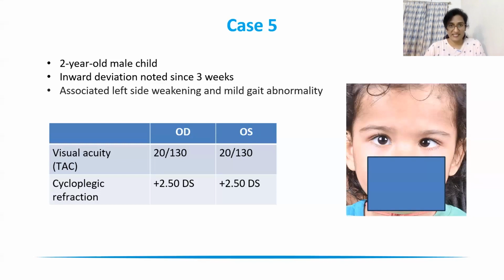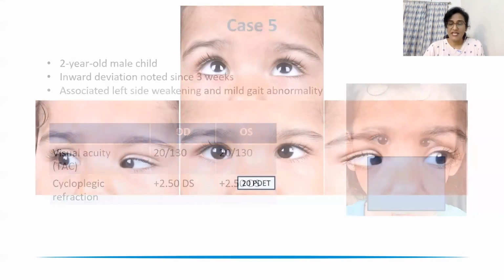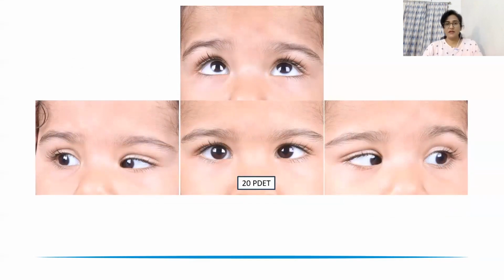The left side of the body was slightly weak, and there was also a mild gait abnormality which was picked up when the child was walking into the clinic. Visual acuity was quite good. Cycloplegic refraction revealed just a plus 2.5 diopter sphere, which was not very significant in such a child. But because of the left-sided weakening and mild gait abnormality, we took the evaluation of this particular child more seriously. If you notice, there is a small angle, there is 20 prism diopters of esotropia.